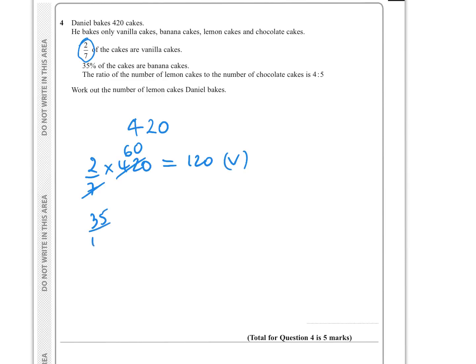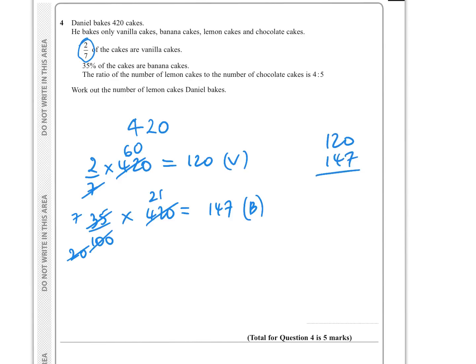Then it says 35% of them are banana. So you obviously, again, use your calculator if you want to. I'm just going to divide the top by 5, the bottom by 5. 20 into 400 is 20 and one more. So 7 21s is 147, and you get the same on the calculator. So we know there's 120 vanilla, 147 banana. So that's 267 of those types.